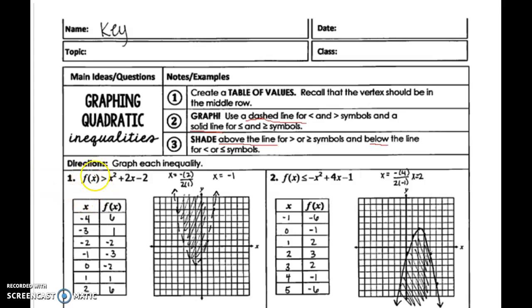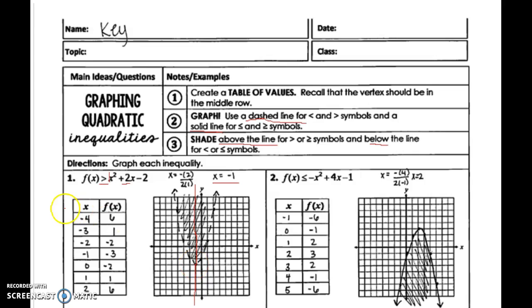Number 1, f of x, or y, our equation, is greater than x squared plus 2x minus 2. So that means my axis of symmetry is the opposite of b, so negative 2, over 2 times positive 1. Negative 2 divided by positive 2 is negative 1. So my axis of symmetry is right here. I'll try to keep that as straight as I can, at x equals -1.